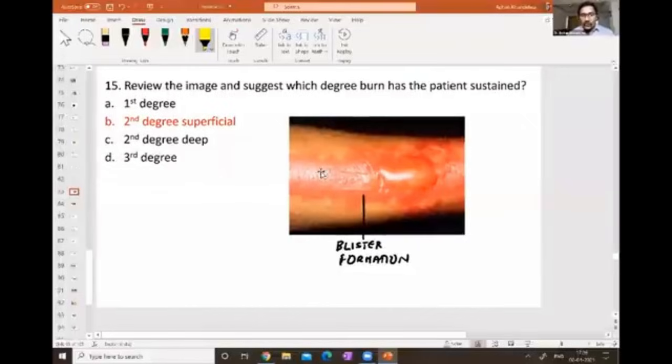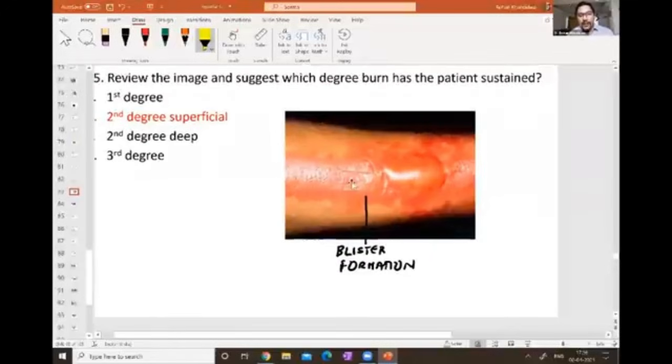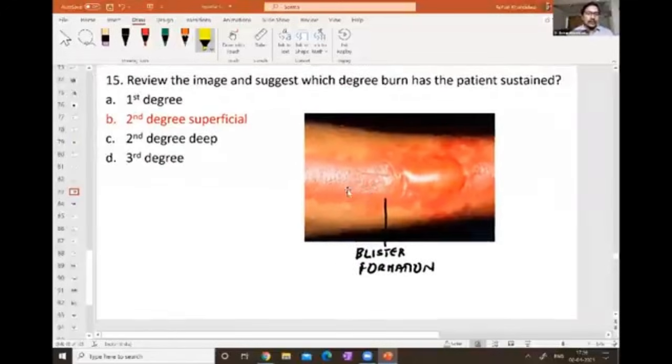You should know the types of burns, and you should be able to identify the severity of burns based on the image. If you see a blister, this is a telltale sign of a second-degree superficial burn, and you should be able to identify that.